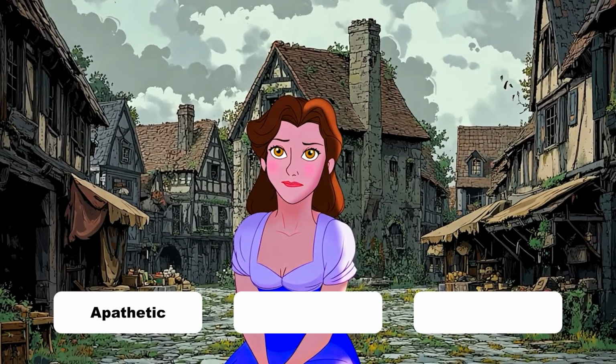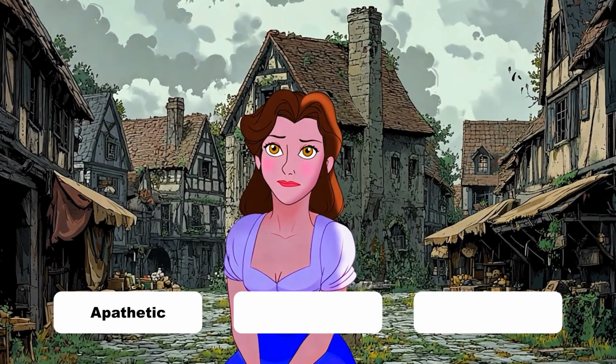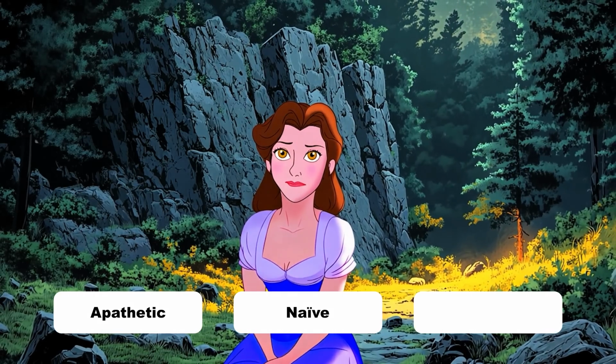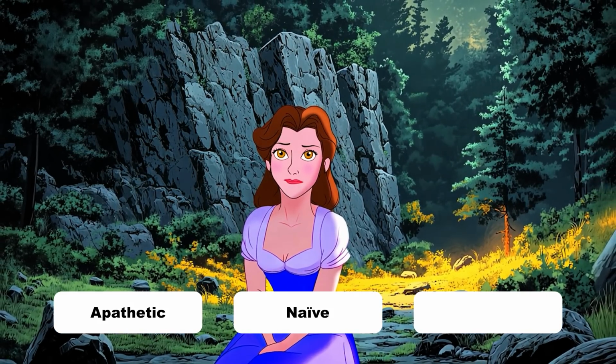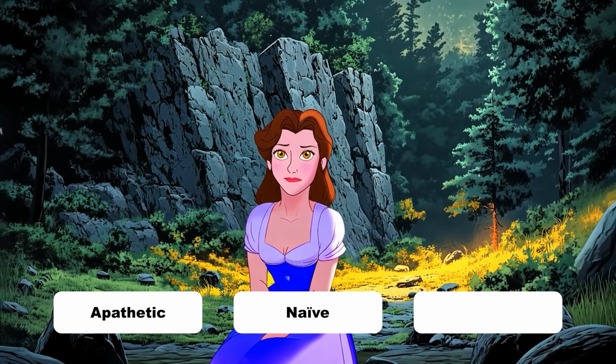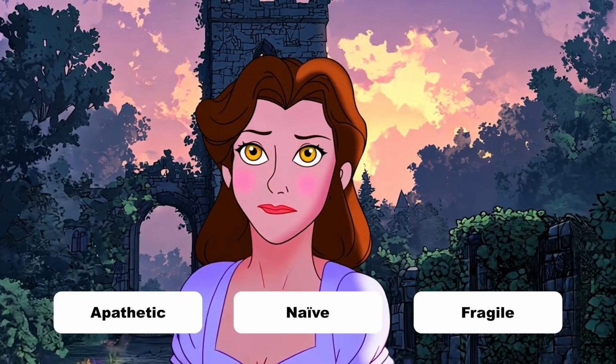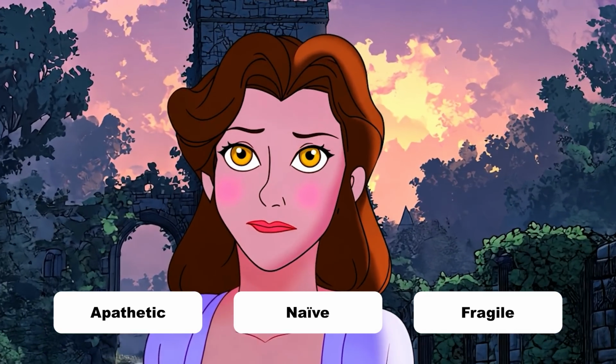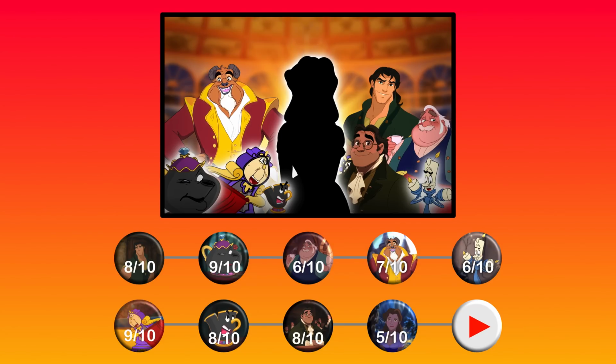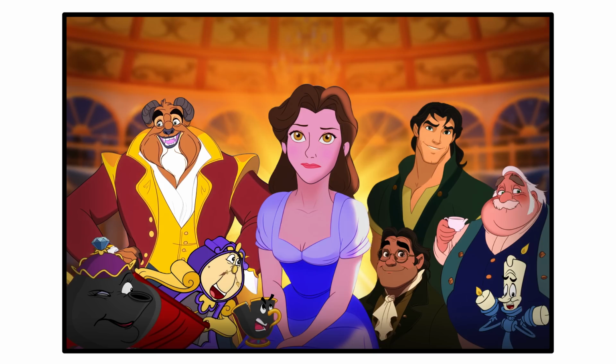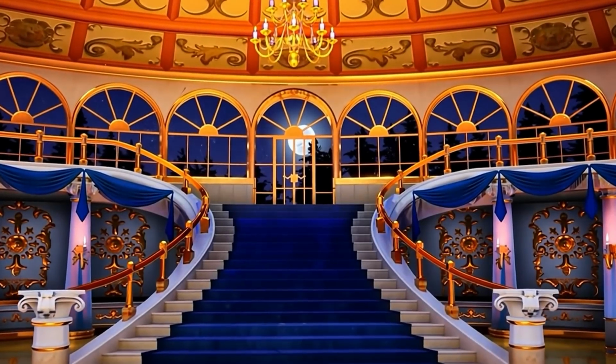Apathetic. Belle's apathy would make her indifferent to the plight of the beast and the enchanted staff. Naive. Her naivety would cause her to trust Gaston, leaving her vulnerable to manipulation. Fragile. Her fragility would prevent her from standing up to the beast or enduring captivity, breaking her resilience. Wow, so the story would have been completely different. This honestly doesn't look too different from the original Belle, so it doesn't really look like an opposite, so I'm gonna give it a 5 out of 10. Now let's finish the poster and start the trailer.